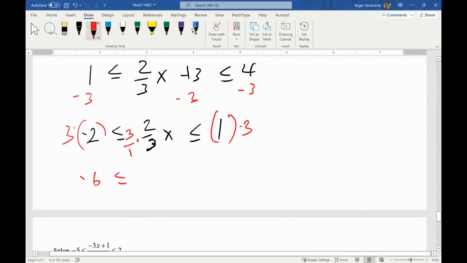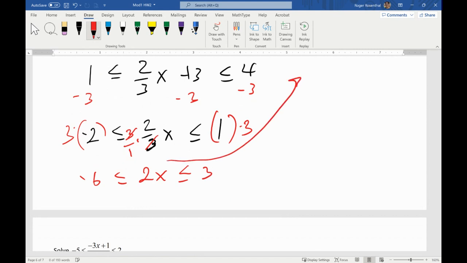On the left, I get negative 6. In the middle, the 3's cancel. I get 2x. On the right, I get 3. I'm still not done because x isn't by itself. So I'll divide everything by 2 to get the x by itself.